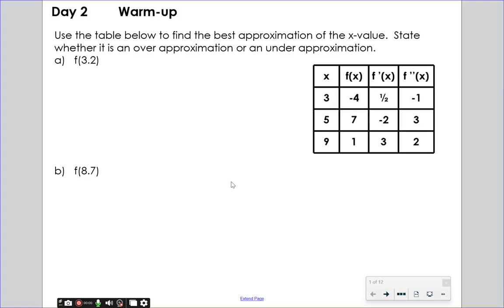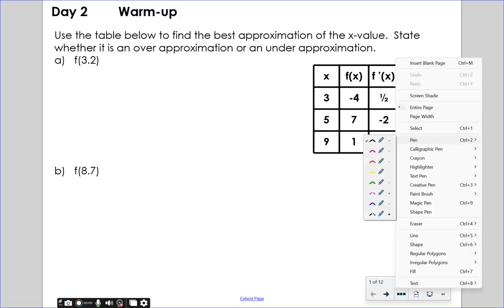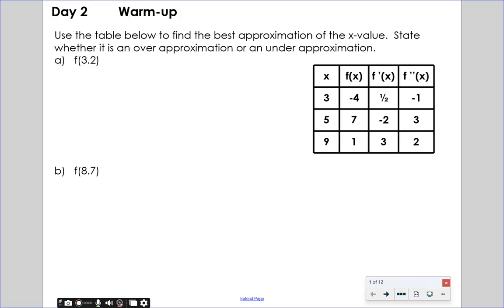All right, did we finish this problem? We have a table of values here. Give me the best approximation of the x values. So 3.2. Look at our table. What's the closest x value to 3.2? 3. So we're going to use this row right here to answer the question.